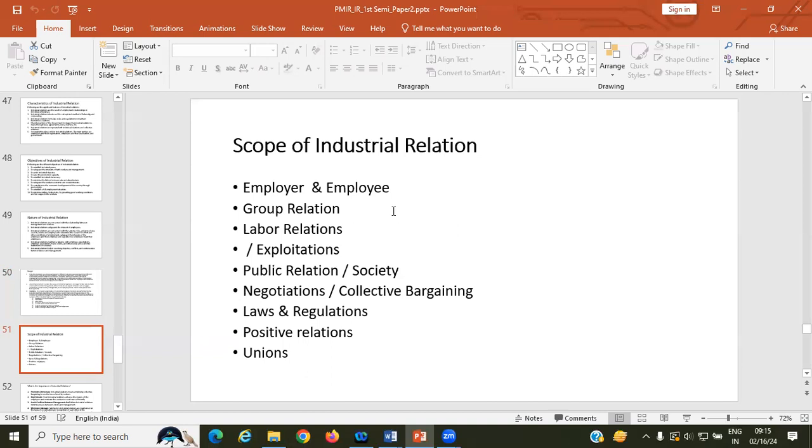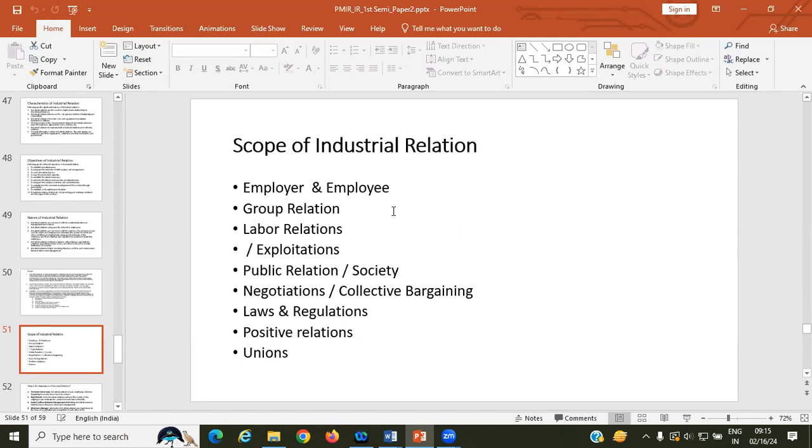If the relationship is not good, you have a lot of problems. So the scope is mainly for the workers, employees, and the employer. That is the first thing. And another thing is group relations.